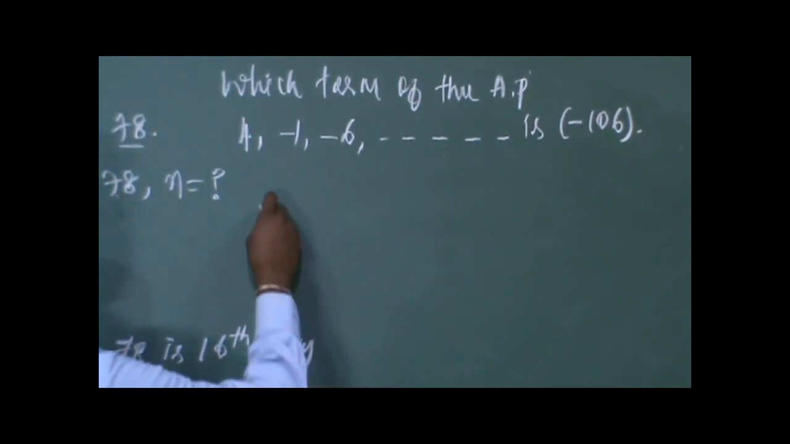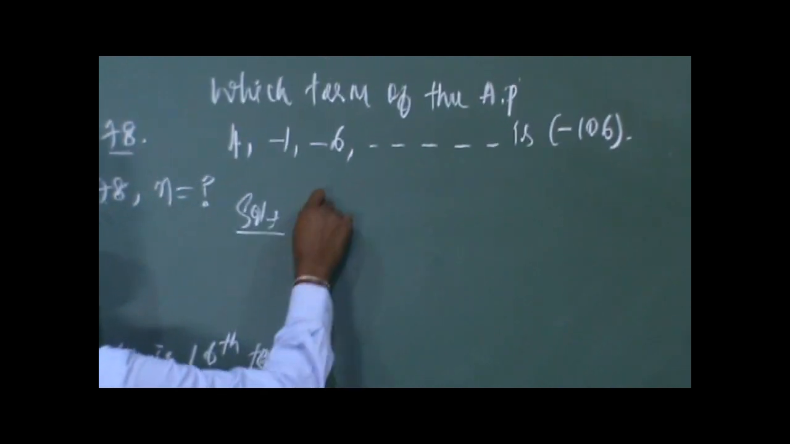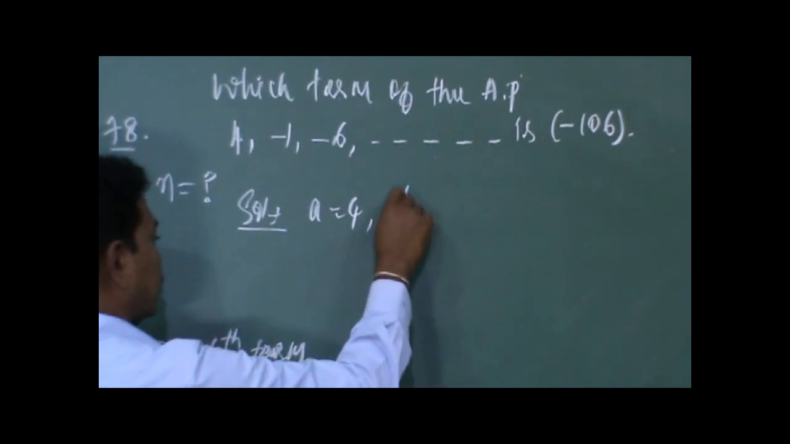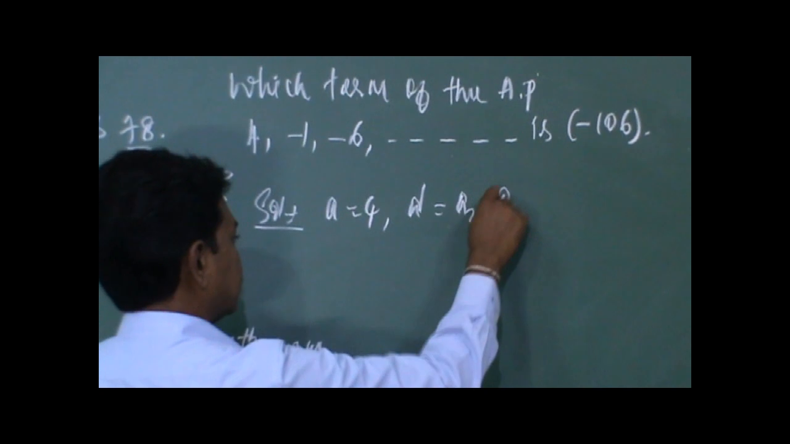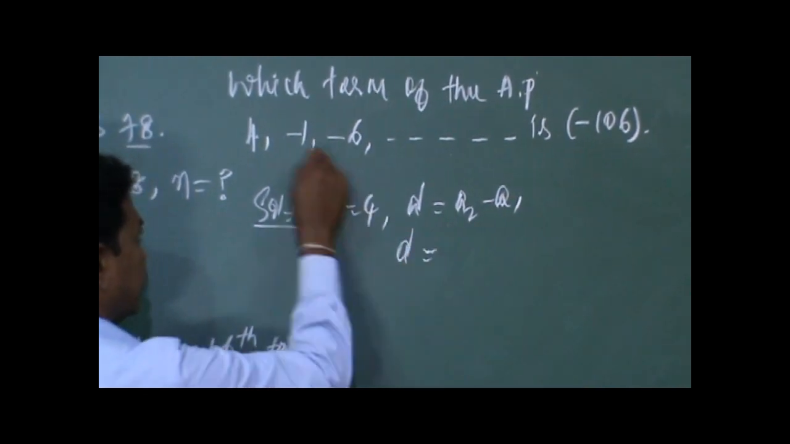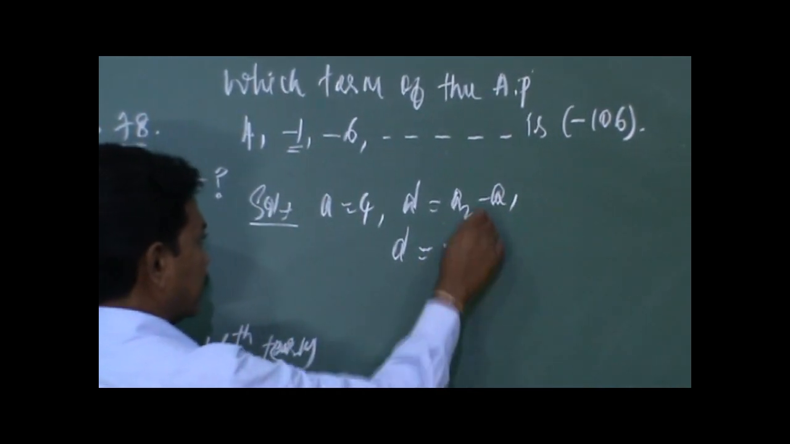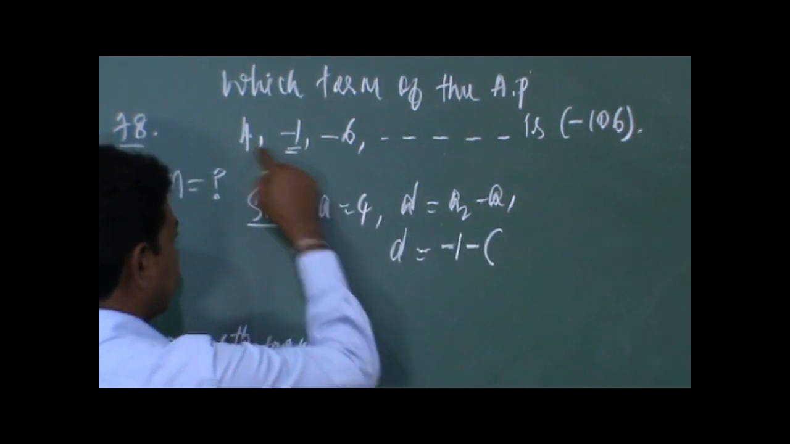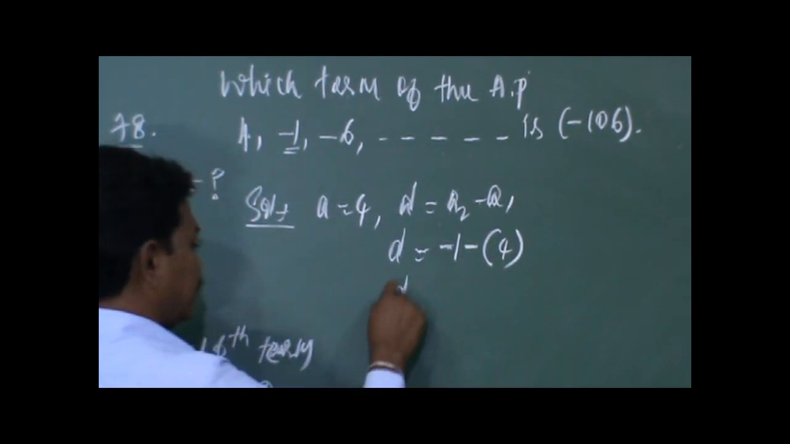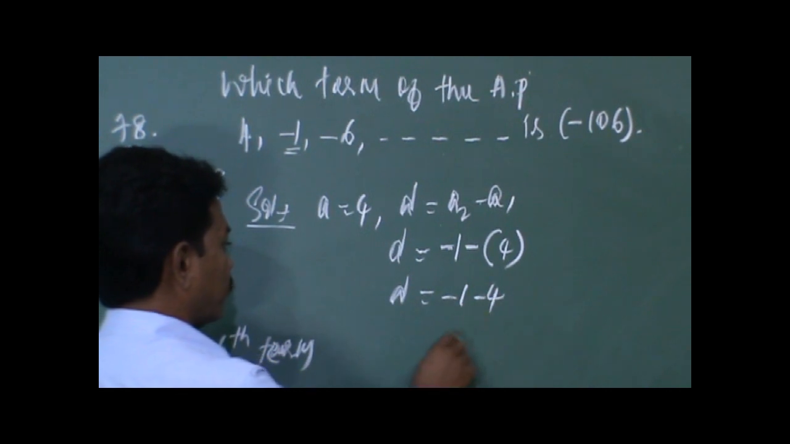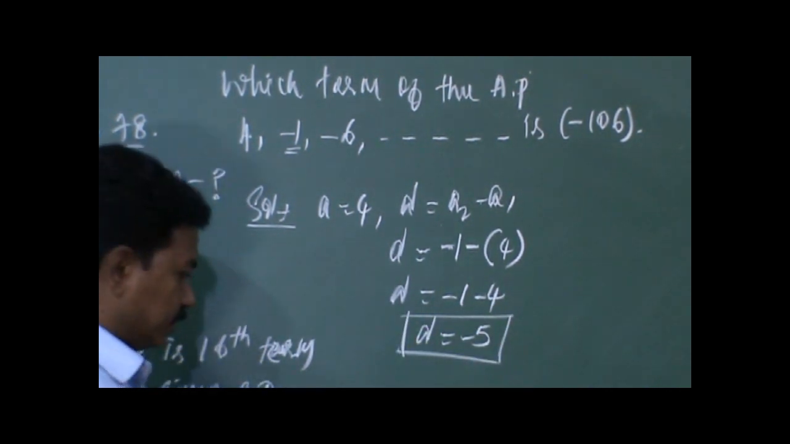So we can write out the data here. A is equal to 4, D is equal to A2 minus A1. D is equal to A2, which is minus 1, this minus sign, minus A1, which is 4. So D is equal to minus 1 minus 4, D is equal to minus 5. So D value is negative.